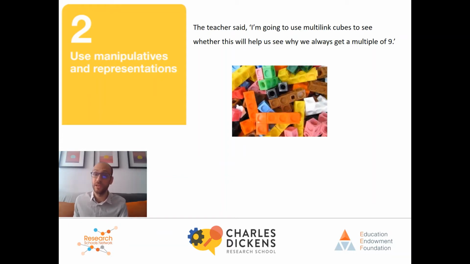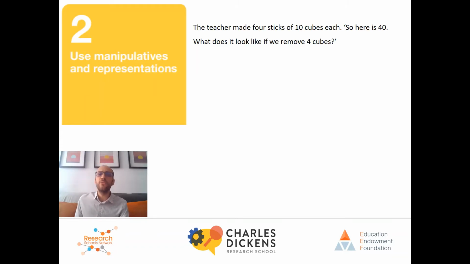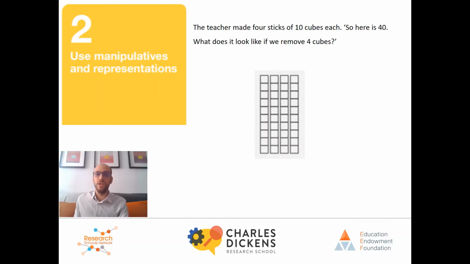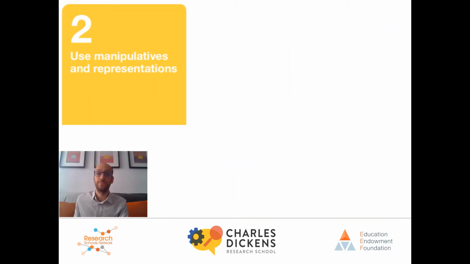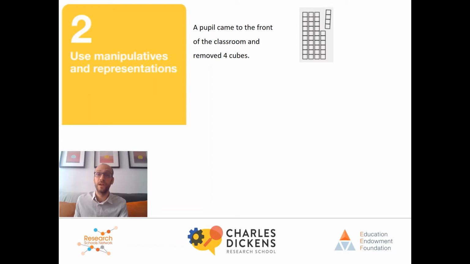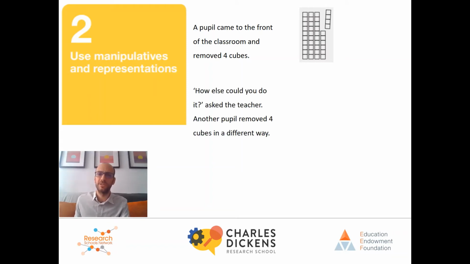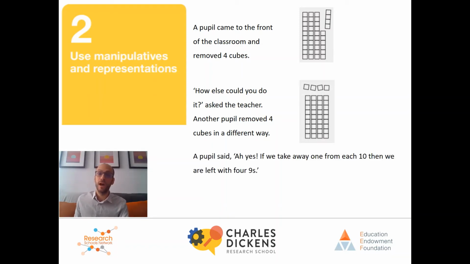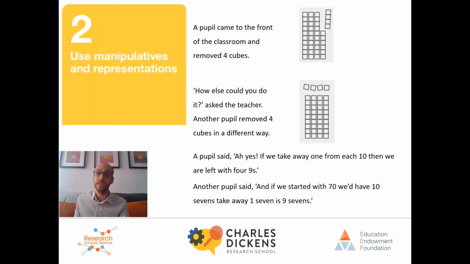These are multilink cubes, in case you're not sure what they look like. The teacher made 4 sticks of 10 cubes each. So here is 40. What does it look like if we remove 4 cubes? A pupil came to the front of the classroom and removed 4 cubes. There they are, removed. "How else could you do it?" asked the teacher. Another pupil removed 4 cubes in a different way. A pupil then said, "Yes, if we take away 1 from each 10, then we are always left with 4 9s." Another pupil said, "And if we started with 70, we'd have 10 7s, take away 1 7 is 9 7s."